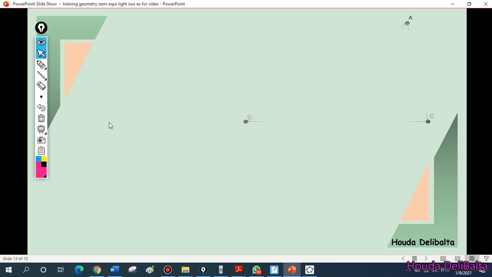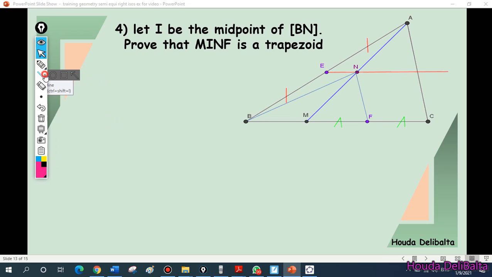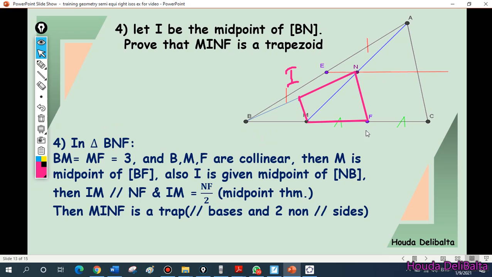Let's continue with part 4. In part 4, let I be the midpoint of BN. So here is BN, suppose here is I, the midpoint of BN. We have to prove that MINF is a trapezoid. To prove a trapezoid, we have to prove that the bases are parallel and the other sides are non-parallel. So how to prove that MI is parallel to NF?